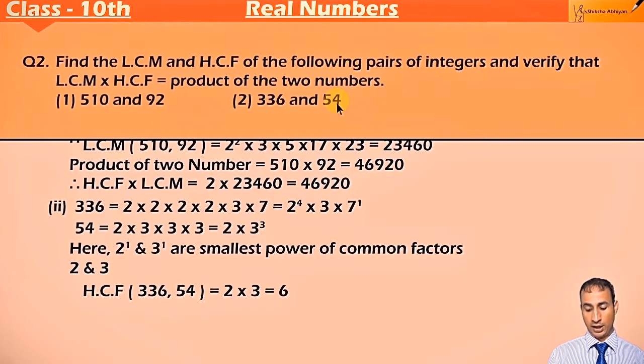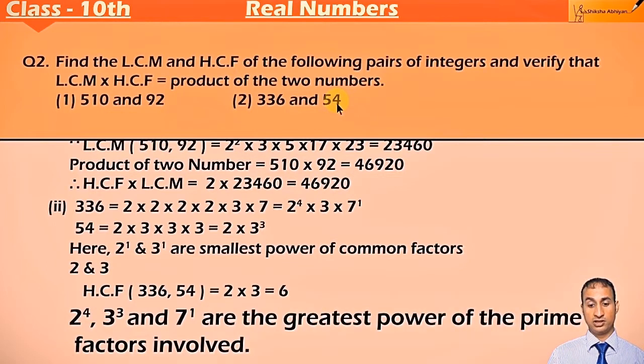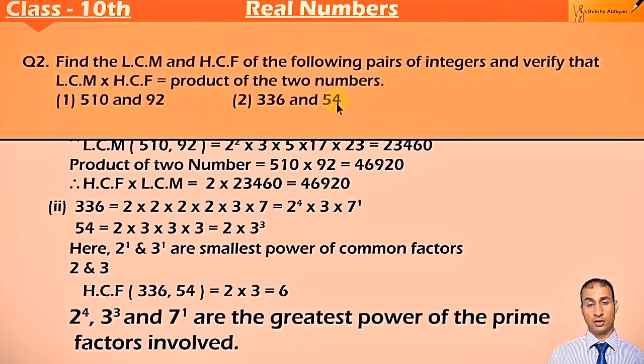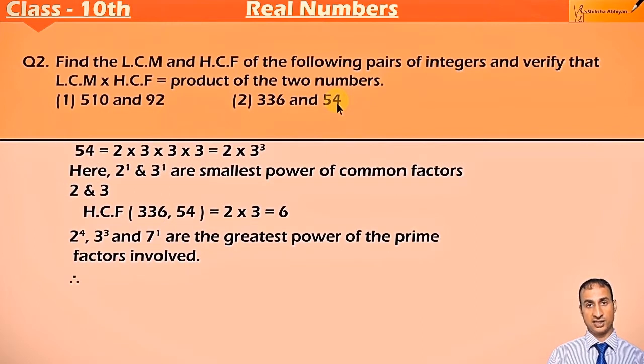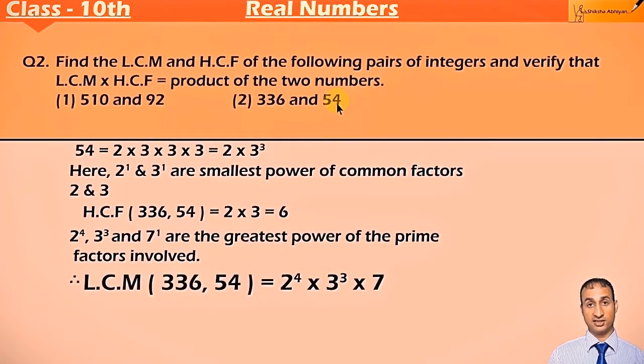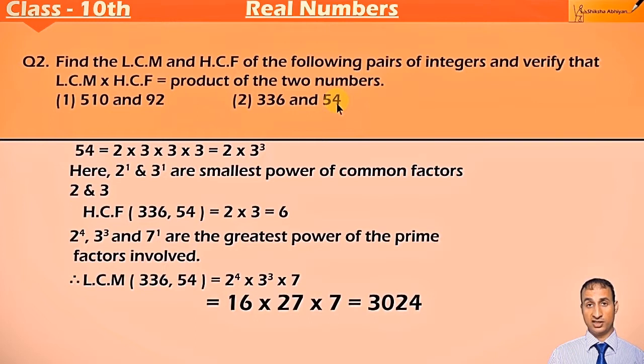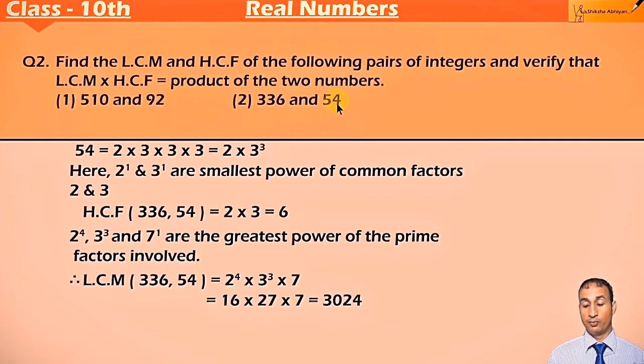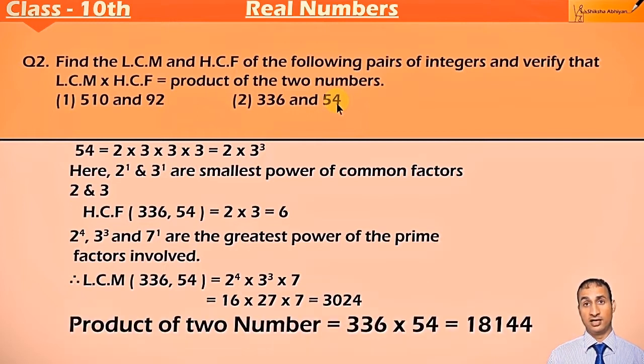Now 2 to the power 4, 3 to the power 3 and 7 to the power 1 are the greatest powers of the prime factors involved in both numbers. So LCM of 336 and 54 is 2 to the power 4 into 3 to the power 3 into 7. That is 16 into 27 into 7. That will become 3024.